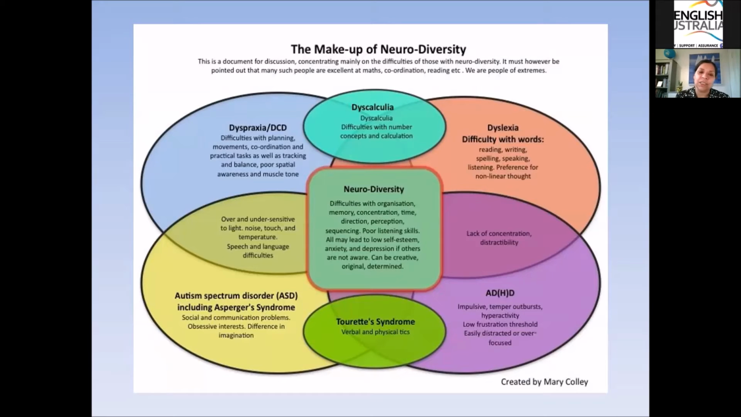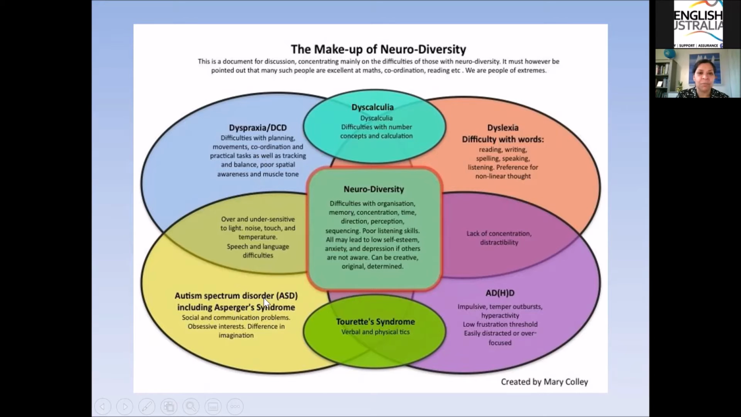This chart, I put this in the slides because it makes sense to me, but I will go through it with you as well. You've got all the different learning differences here, and they are crossing over each other. And then in these bits here, you've got over and under sensitivity to light, noise, touch, and temperature, speech and language difficulties. So dyspraxia and autism, Asperger's, etc.